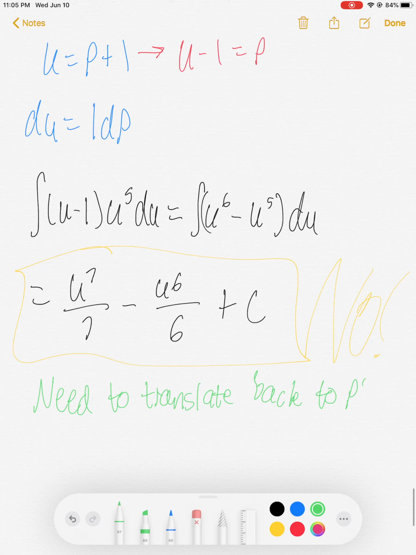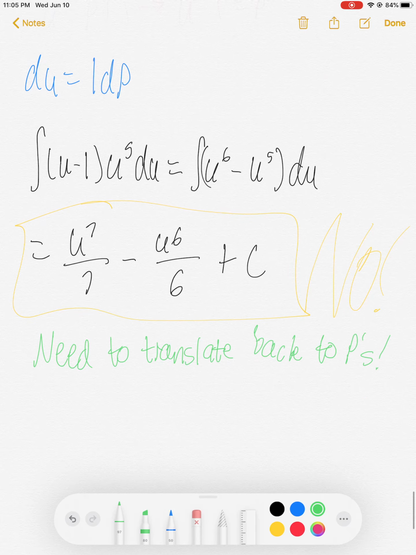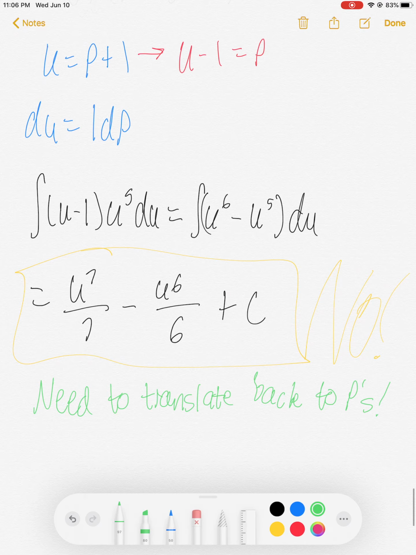We haven't done anything wrong yet, but you must remember, whenever the problem starts in one variable, you need to end it in that same variable. So in this case, we need to translate back to the language of p's.